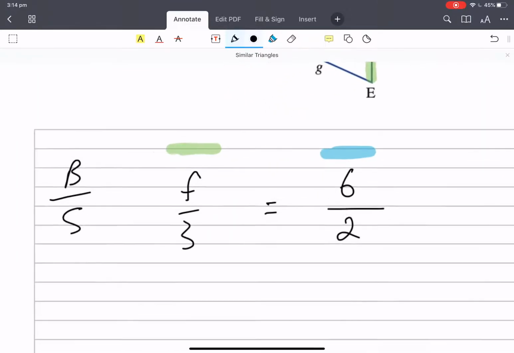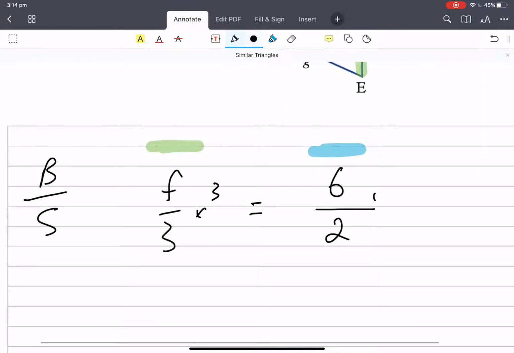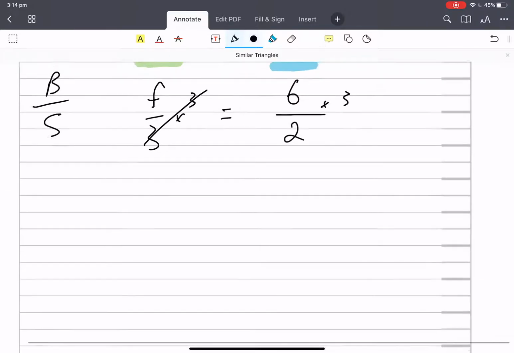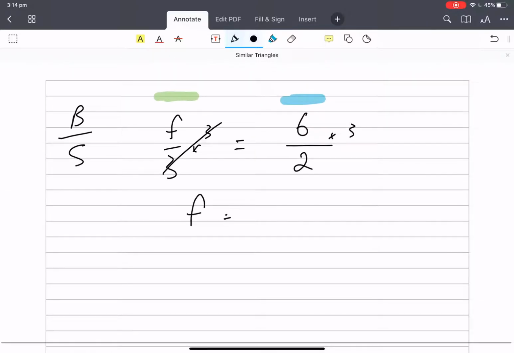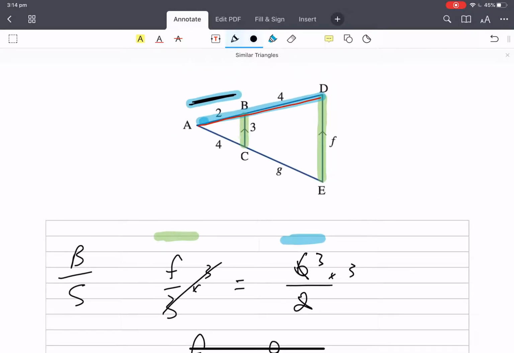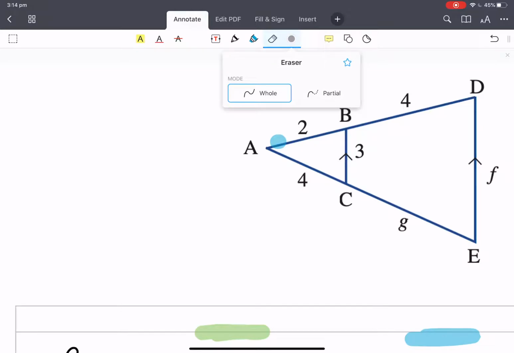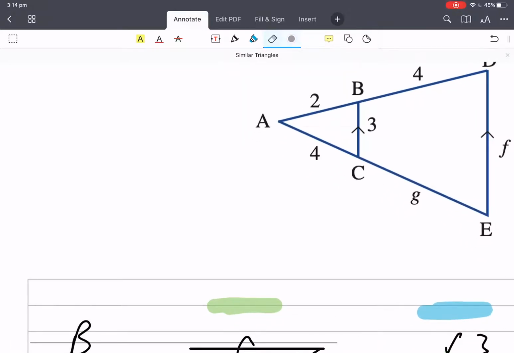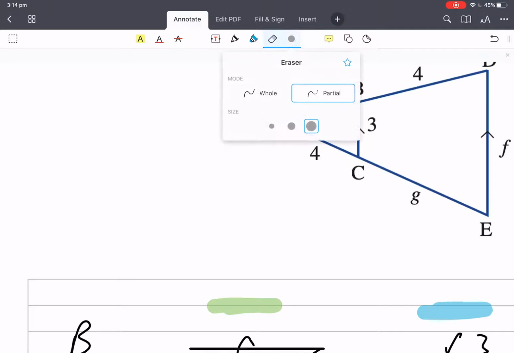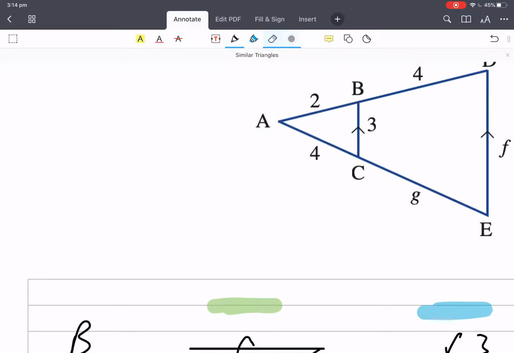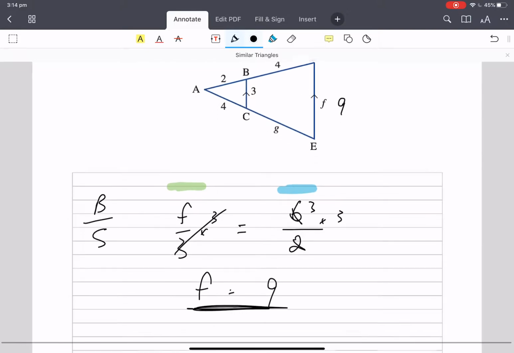We're going to multiply by 3. The 3's cancel, and F will be 9. F is 9. Let's get rid of all of that. So in an exam, having erasable pencils and rubbers is probably pretty handy.